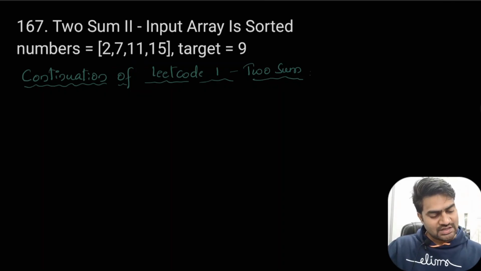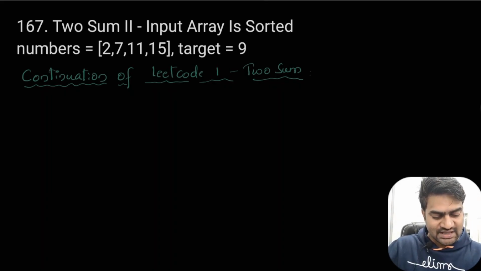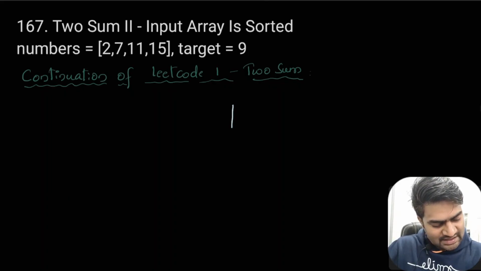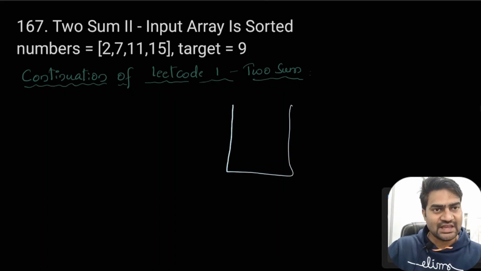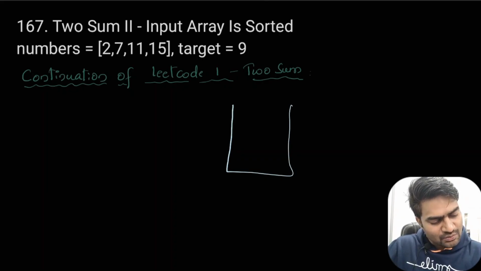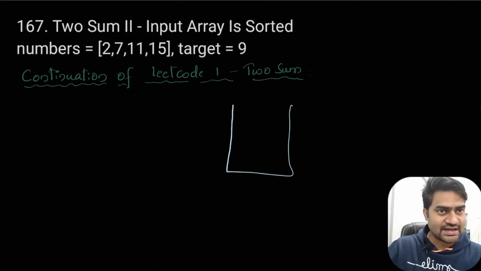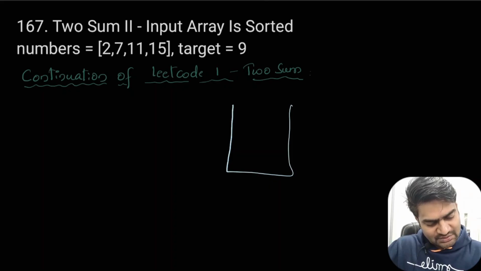If you have already watched the previous video, what is the optimal solution that we discussed in that solution? Normally what we do is take a hash map, iterate over this particular array and keep pushing the number and its index. Correct, right? So let us do that.